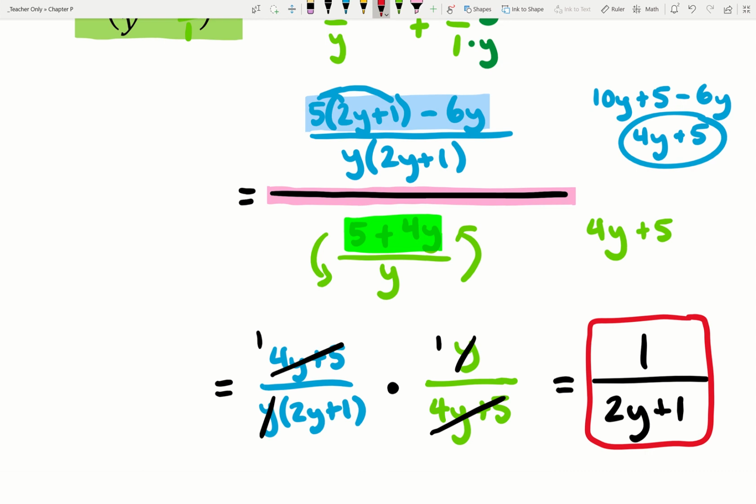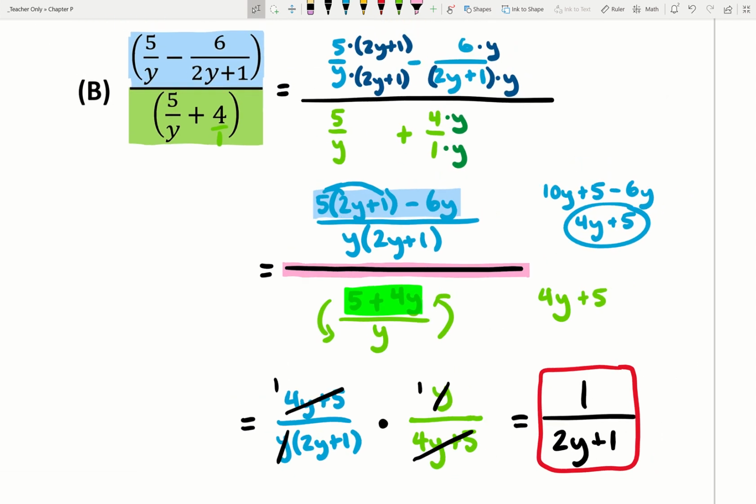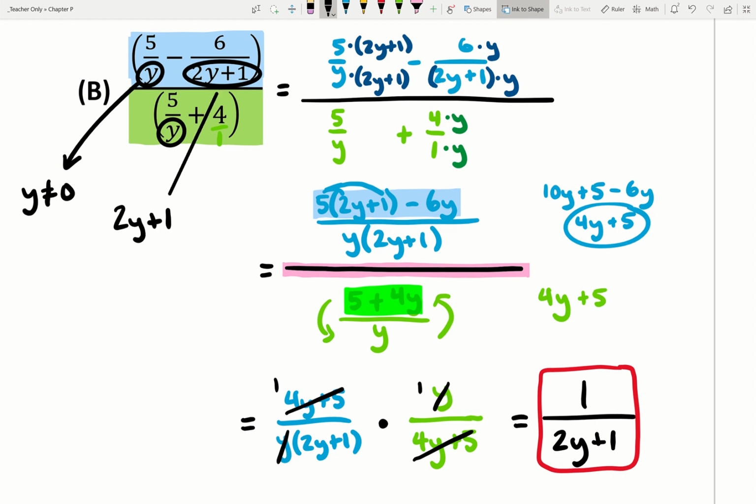We should always look back at our original to figure out what kind of domain restrictions we have. And if you notice here, we do have a y in the denominator, and we have a 2y plus 1 in the denominator, okay? So all the denominators that I have, I'm going to circle. And then separately over here, I'm just going to go ahead and say that these denominators are things that are not allowed to be equal to 0 themselves. And that sets up a couple of different mini equations for me, and I can go ahead and solve these little mini equations for my domain restrictions.